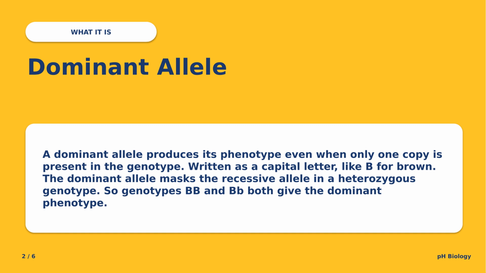A dominant allele produces its phenotype even when only one copy is present in the genotype. Written as a capital letter, like capital B for brown, the dominant allele masks the recessive allele in a heterozygous genotype. So genotypes capital B capital B and capital B lowercase b both give the dominant phenotype.